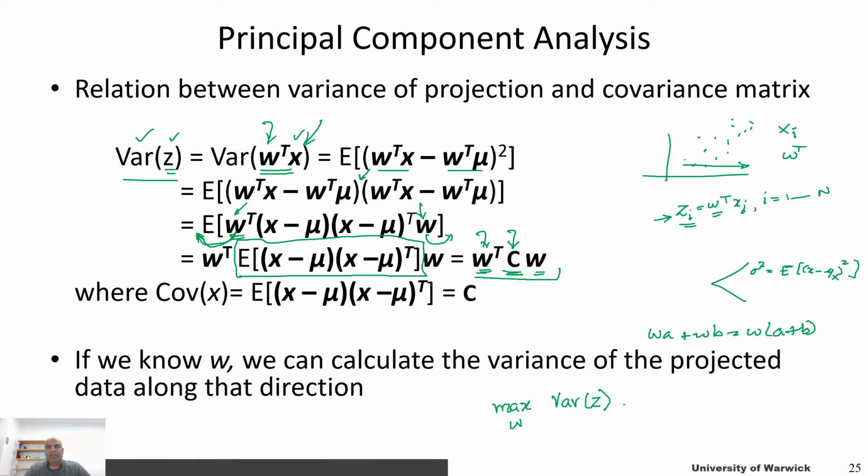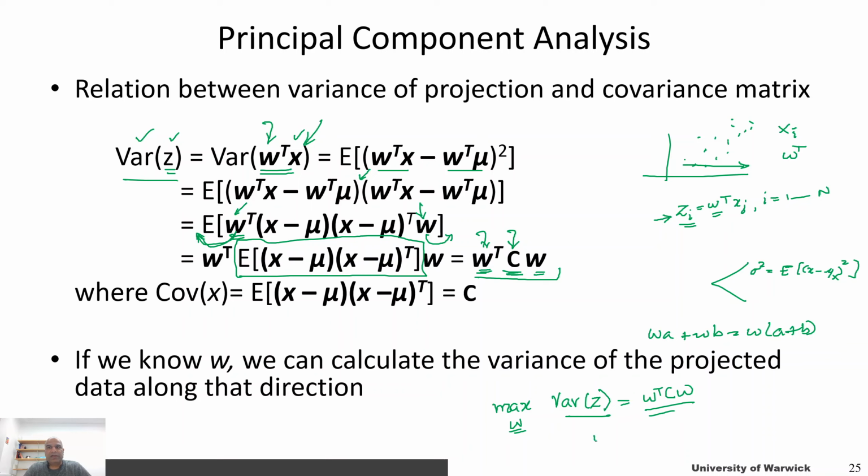Okay, so that's really nice. And we know that the variance of Z is going to be nothing but W transpose C W. So that's what we want to maximize, right? So we want to find W so that the variance of Z is going to be maximum. And now we have a closed form formula for it, right? That's cool. But there's a slight problem.